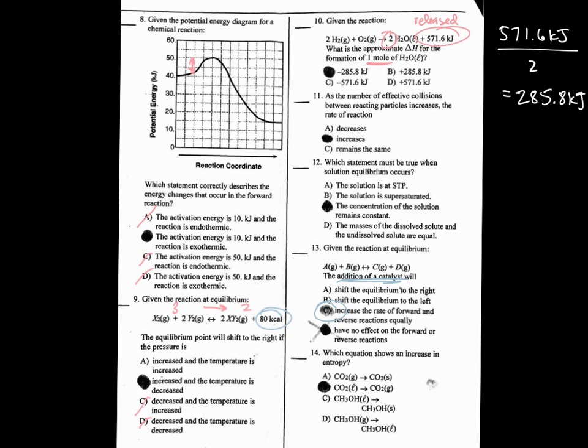Number 14, we want higher entropy, so more disorder and randomness. And looking at our phase changes here, A, B, C, and D, B is the only one that goes from liquid to gas, or to a more random state. The others go to a more orderly state.